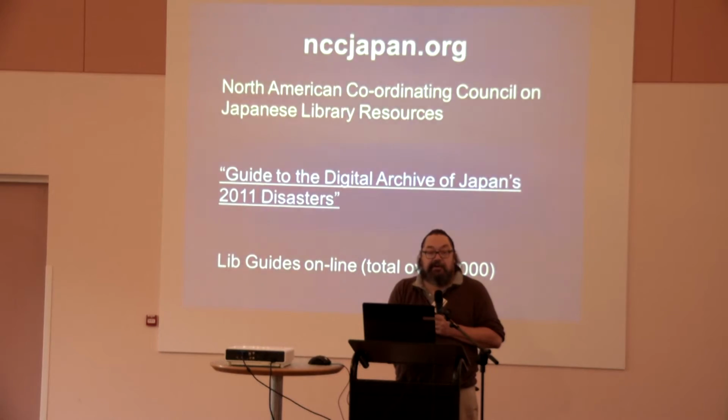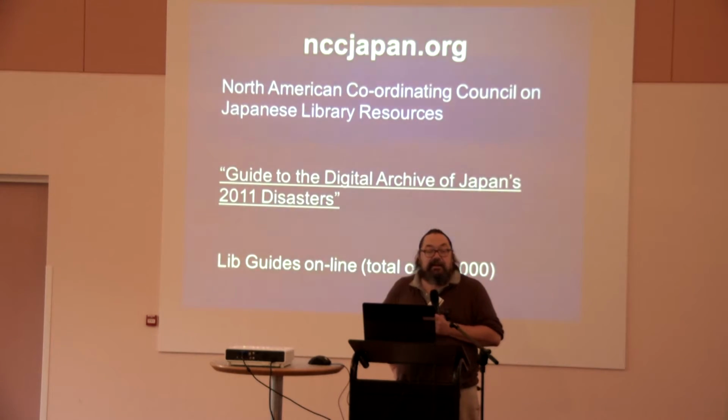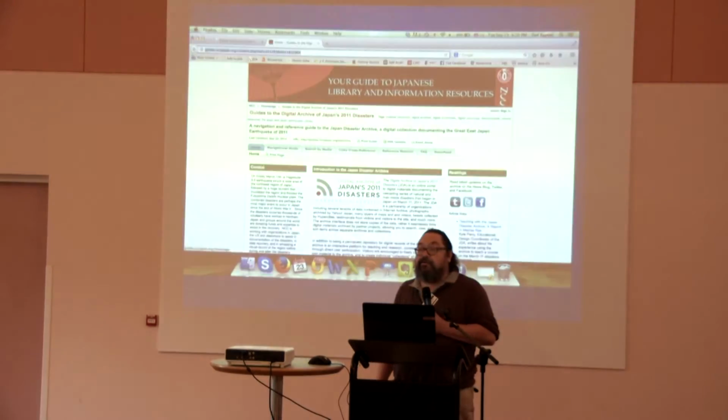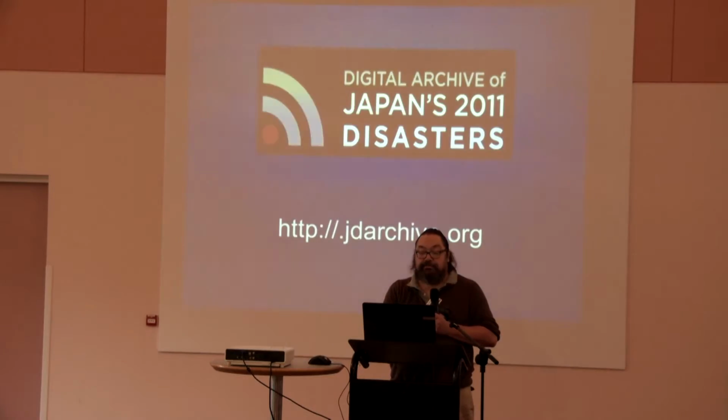I also want to mention the NCC, the North American Coordinating Council on Japanese Library Resources, has created an excellent guide to the digital archives of Japan's 2011 disasters. It's one of the over 1,000 LibGuides that they have online, and this provides a very good overview of how the archive can be used, how it can be accessed, and so forth.